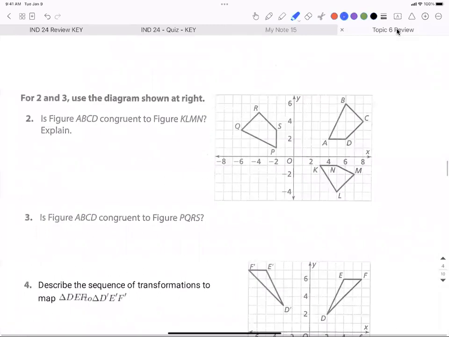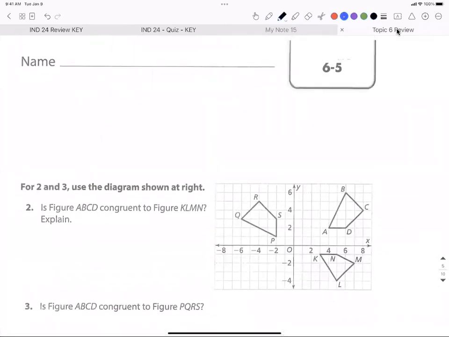All right. Moving on to 6-5. 6-5 was all about congruency. How do we prove congruency? Remember, this was the symbol for congruency. How do we prove it? We want them to be the same size and same shape, but how do we prove they're the same size and same shape? To prove congruency, you use a sequence of transformations.